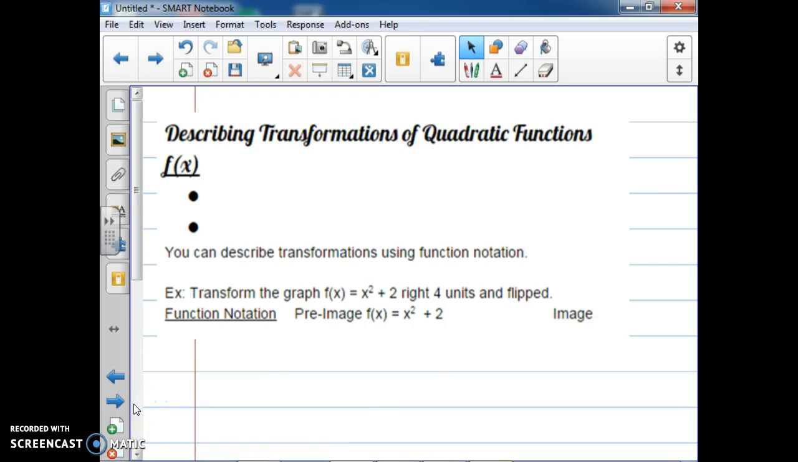Alright, so here's our second video. This is to help you with the worksheet that I gave you today in class, describing transformations of quadratic functions.